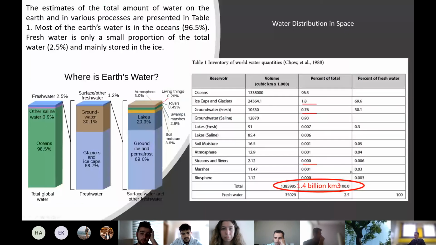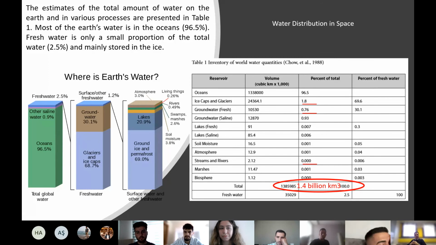So we can also conclude that the total amount of water in the hydrological cycle is about 1.4 billion cubic kilometers. Any question? So this is the amount of water that we have, and we talked about its spatial distribution.